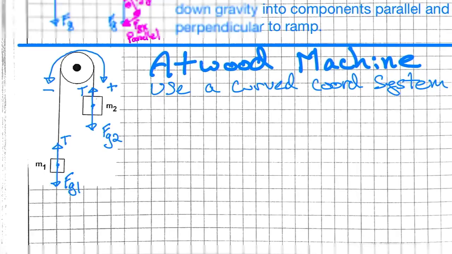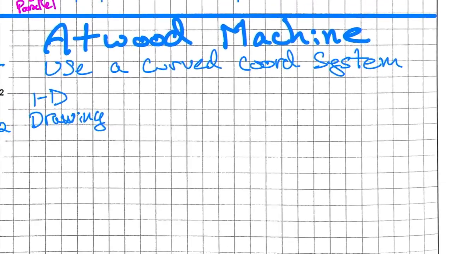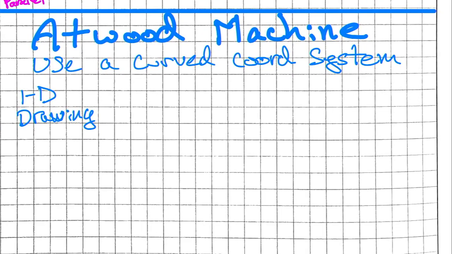Now, the other way that you can think about this coordinate system is if you were to draw this as a 1D drawing, where we would have to unfold this from the pulley. Now, I wouldn't make these 1D drawings on an AP test, but this shows you kind of what we have.